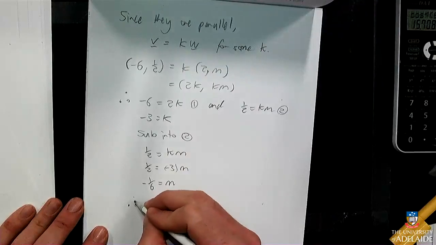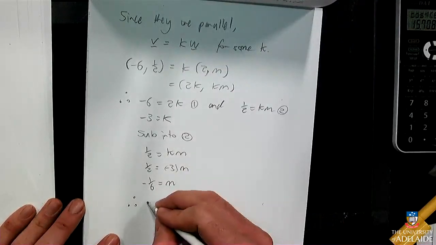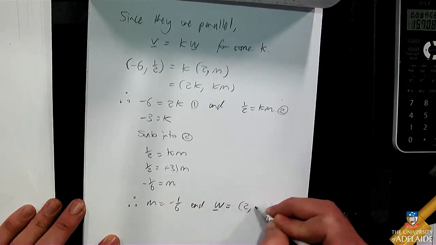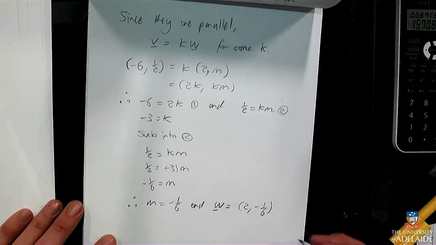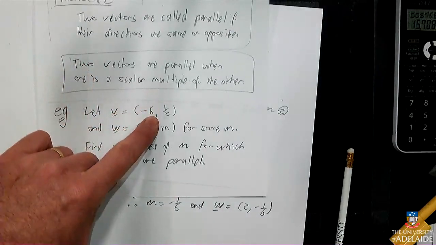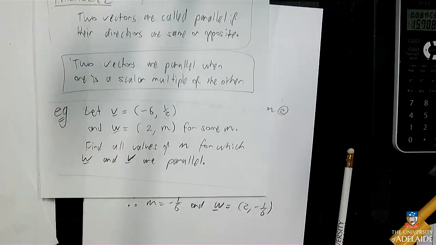And so therefore, m is minus a sixth, and W is actually (2, -1/6). Now, I believe it is a coincidence that V is (-6, 0.5) and W is (2, -1/6)... that is total coincidence. You do not always get parallel vectors having the same numbers switched around. That's my fault for picking this to be a 2, which is 1 over that. And it's to do with the number 6 as well, and how it's related to the number 2. So don't always do that. It doesn't always work. You can't just switch the numbers around like that.